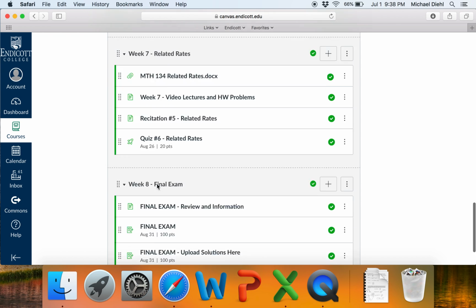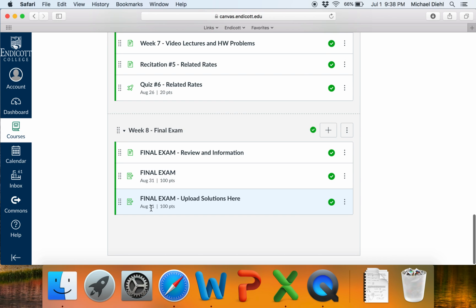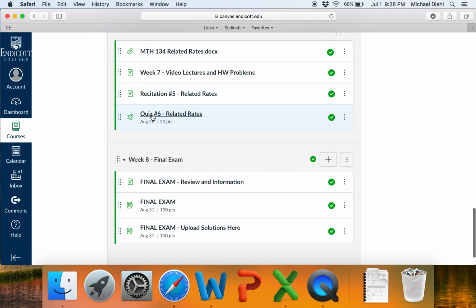Everything is due on Sunday except the final exam, because the semester ends on August 31st, which I believe is a Friday. So the last week is a little bit of a shorter week, but the only thing you have to do in the last week is take the final exam. But apart from that, everything else is due Sundays.